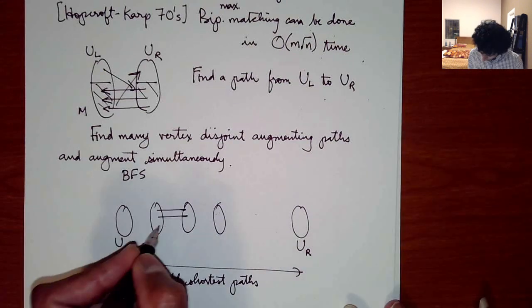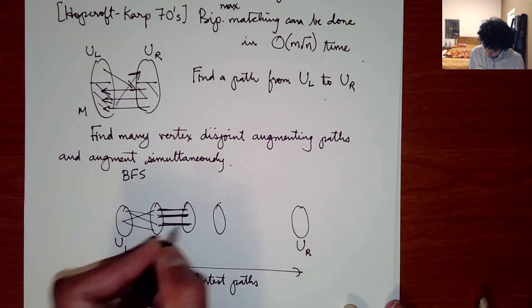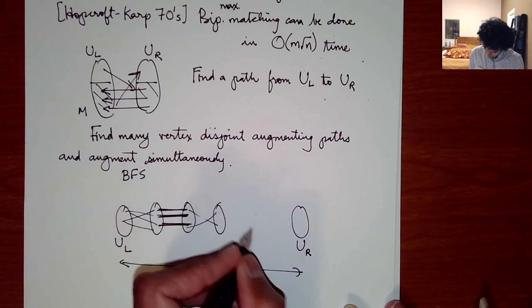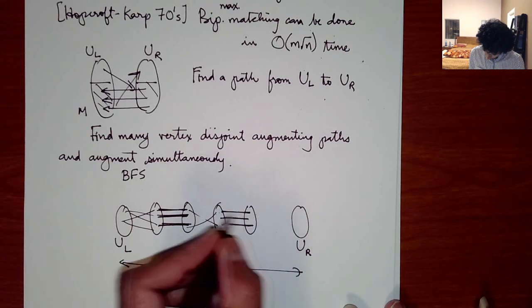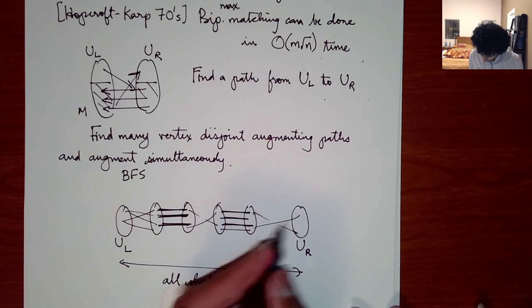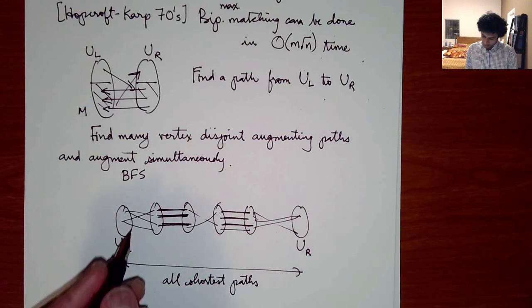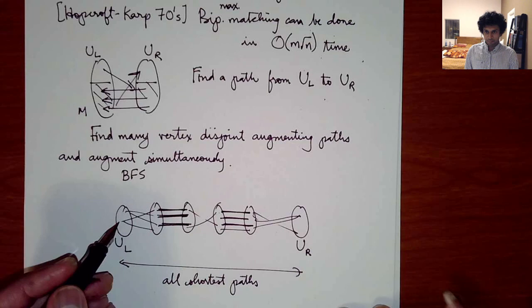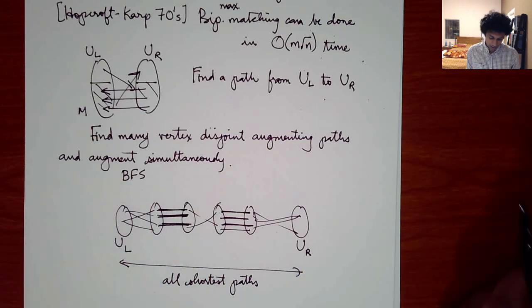So this is what it's going to look like. It's going to have a bunch of edges here. Then it has the matching edges. It's got a bunch of edges here. Then it has matching edges again. And then a bunch of edges here. Something like this. So maybe the shortest path was 5. And it's going to find many paths in this graph, find all of them and augment all of them simultaneously.